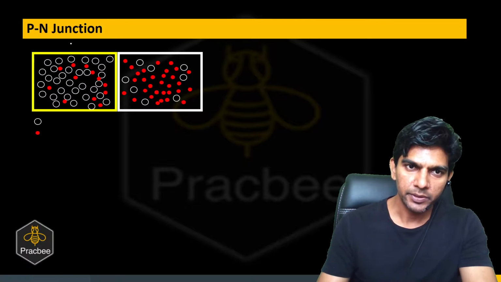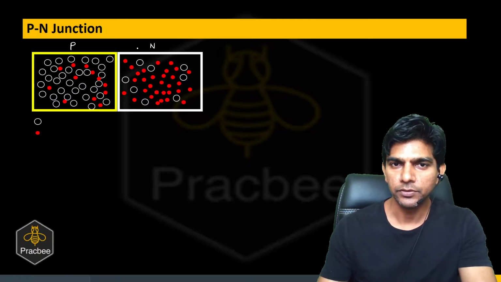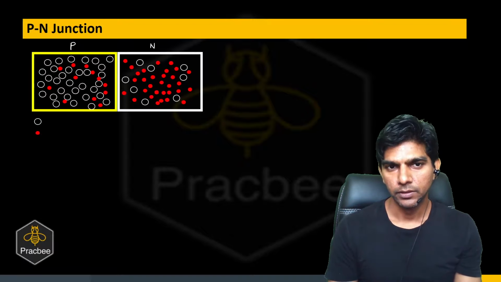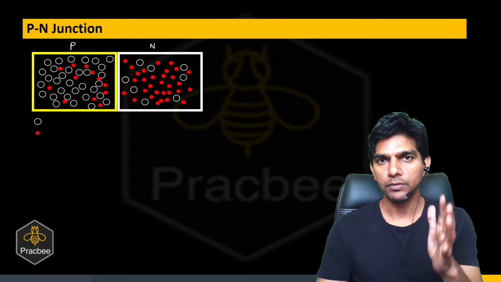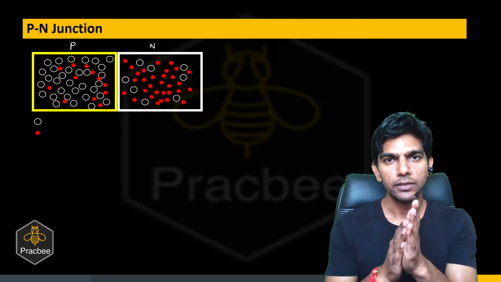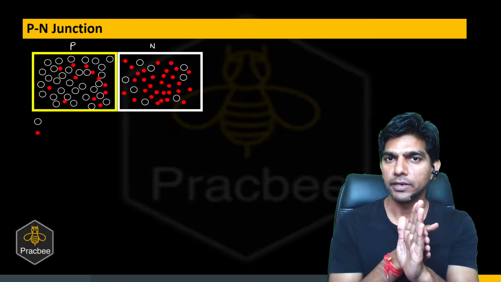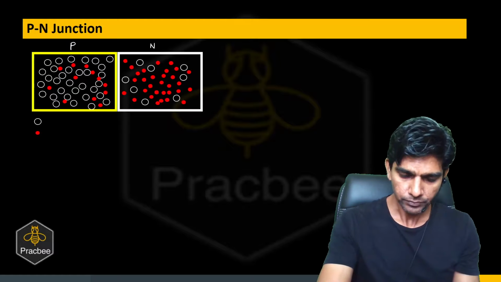If we have a p-type semiconductor on one side and n-type semiconductor on the other side, this arrangement is known as a p-n junction. Okay, and how can we form that? We will take a pure semiconductor, and on one side we'll dope this with a pentavalent, and on the other side we'll dope this with a trivalent. So we'll get a p-n junction.